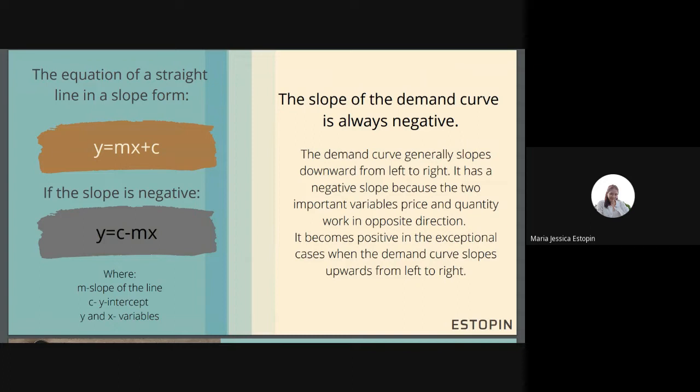It only becomes positive in rare cases when the demand curve slopes upward from left to right. That's it for my part.